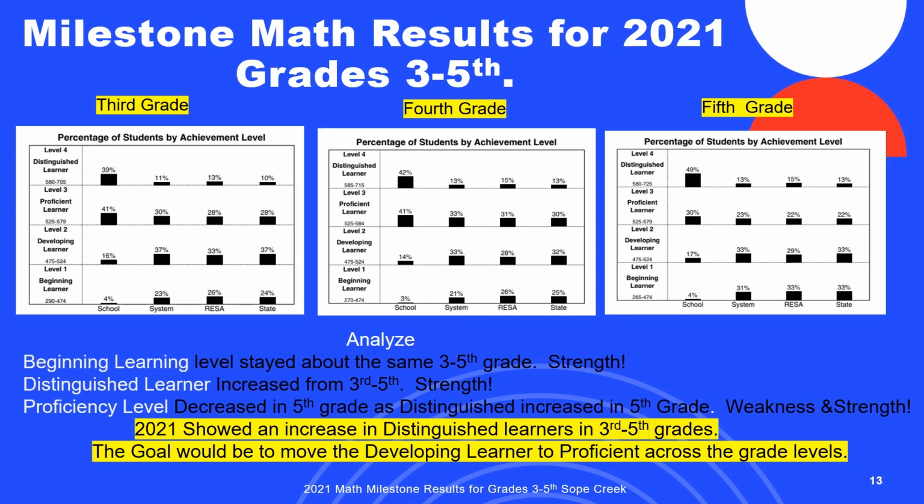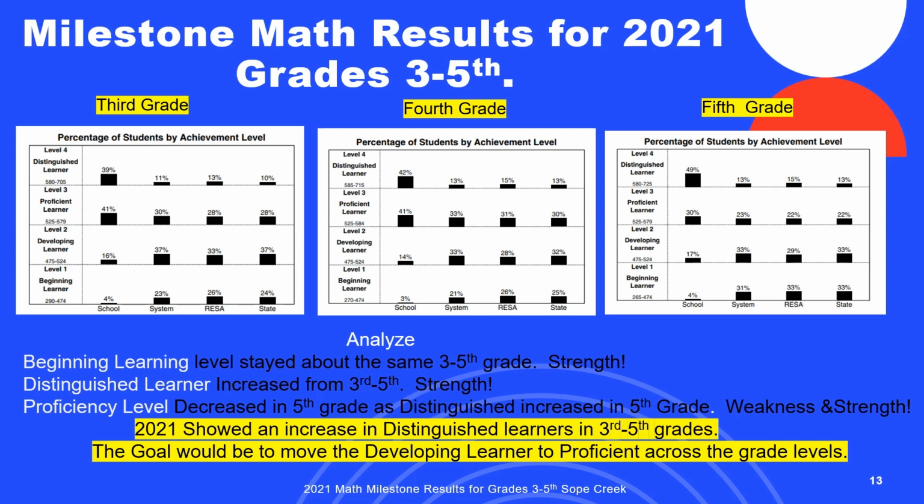The 2021 ELA milestone math results: The beginning learning level stayed about the same for 3rd through 5th grade, which is a strength. The distinguished learner increased from 3rd through 5th, which was a strength. The proficiency level decreased in 5th grade as distinguished increased in 5th grade. So we see it as a weakness and a strength because it moved on up to the next level.